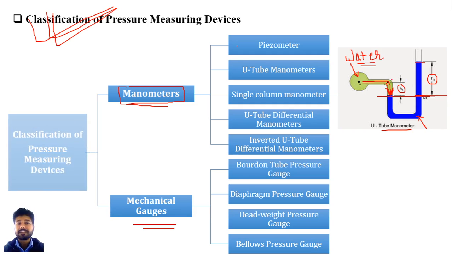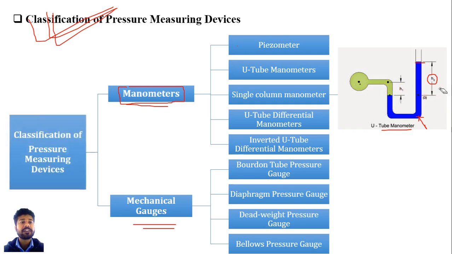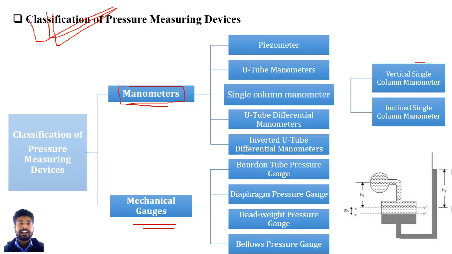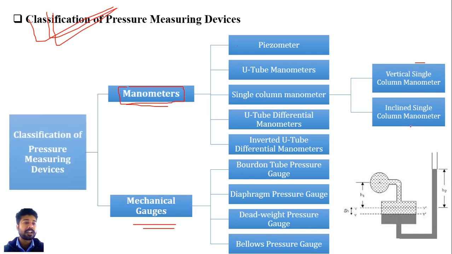We will discuss in detail all about this U-tube manometer. Here it is only the introduction of this U-tube manometer. Next one is the single column manometer, which is again classified into two types. First is the vertical single column manometer, and second is the inclined single column manometer. In this diagram you can see the vertical single column manometer.